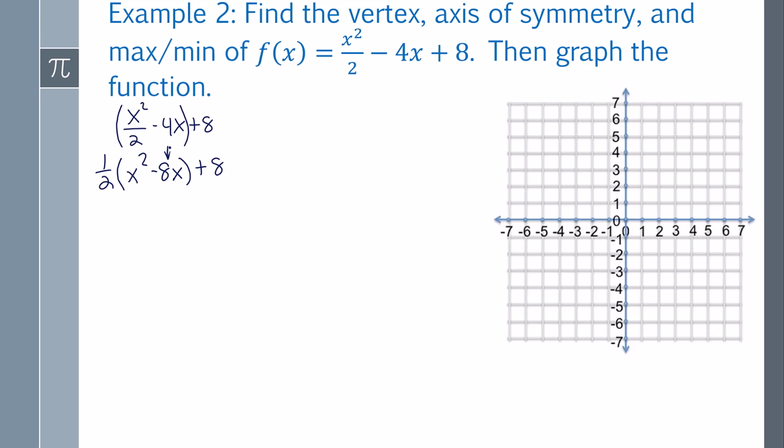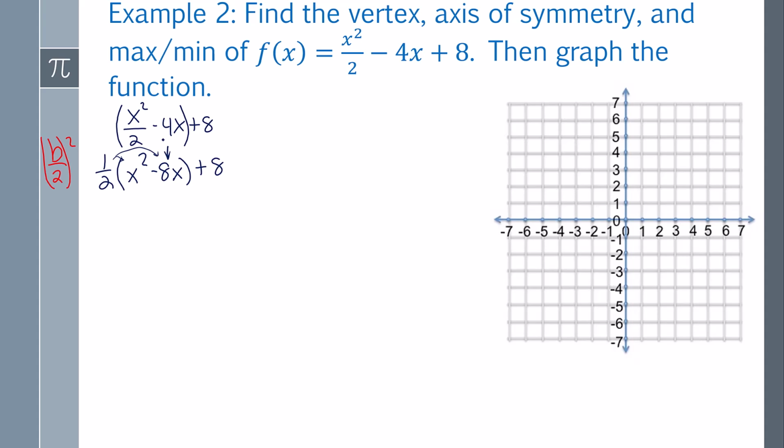Now it's kind of weird. You're like, wait a minute, why does it become 8x? Well, let's think about it. If I distribute this back through, I get the x squared over 2. 1/2 times negative 8 is negative 4. And remember, if you ever factor something out, it's like you're dividing by it. So 4 divided by 1/2 is 8.